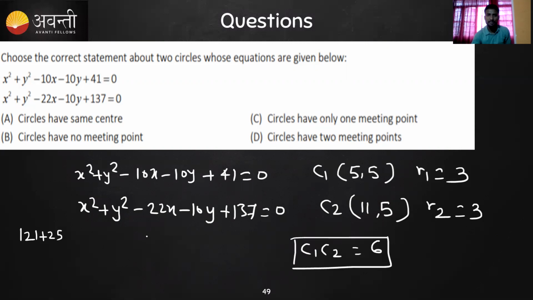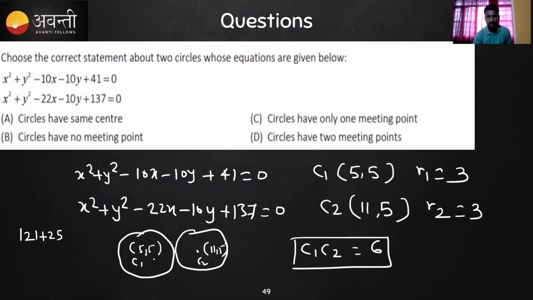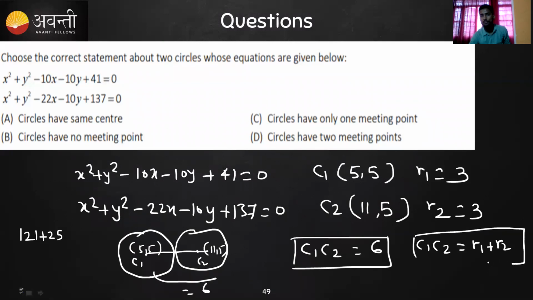So what it is, basically it is like that. This is C1, this is 5, 5, this is C2, this is 11, 5, and you can see C1, C2 is also 6. So when C1, C2 is equal to R1 plus R2, I think you all have studied that, then we can say that both the circles will be externally touching each other. So there will be only one meeting point.